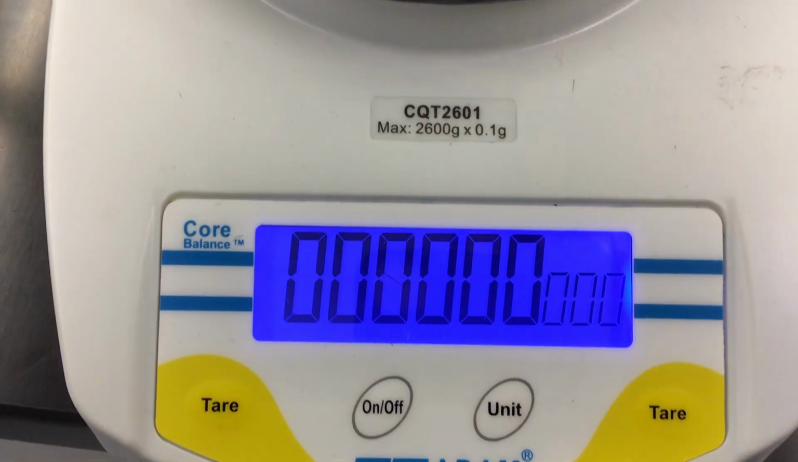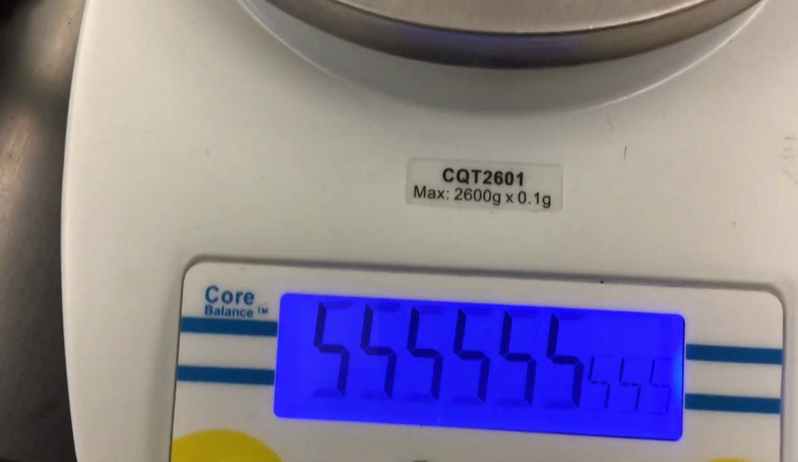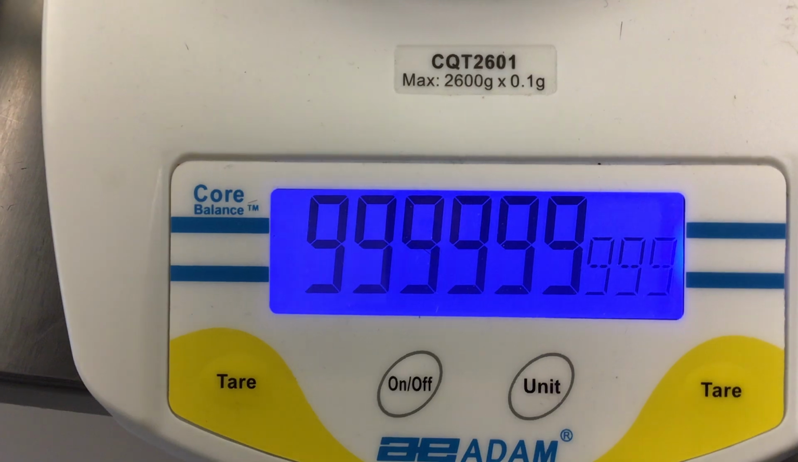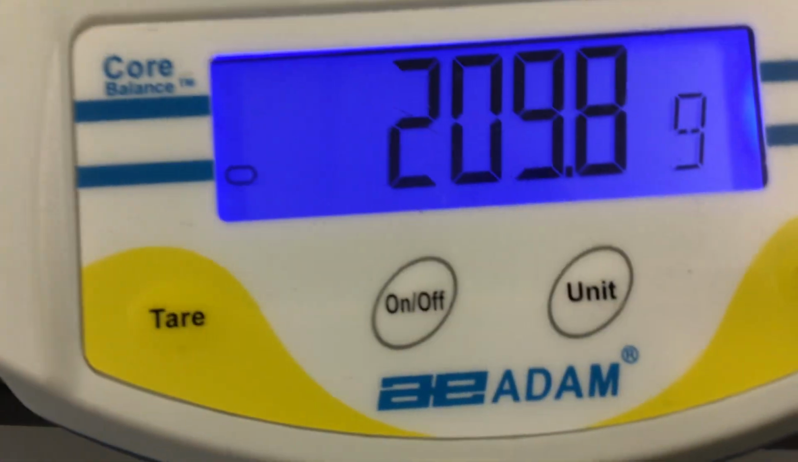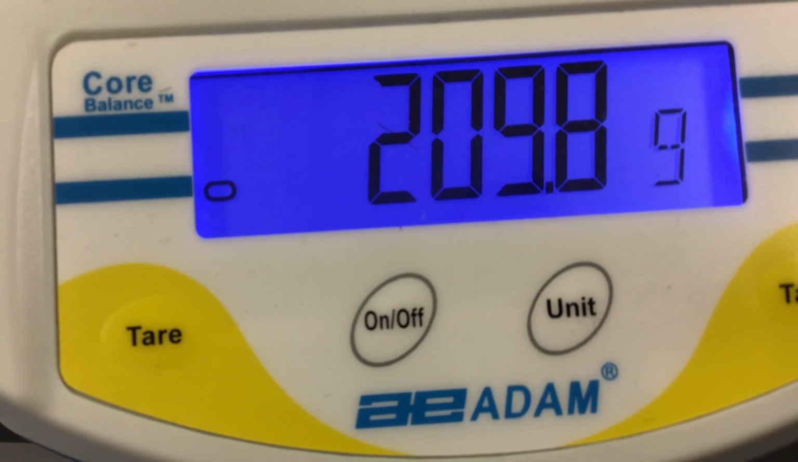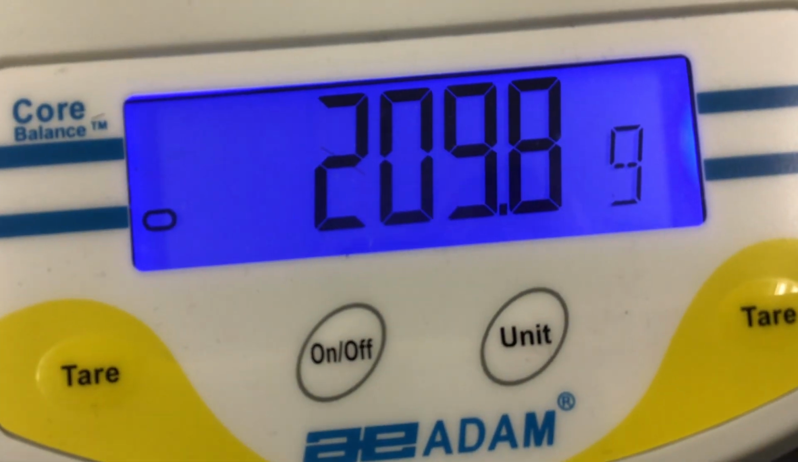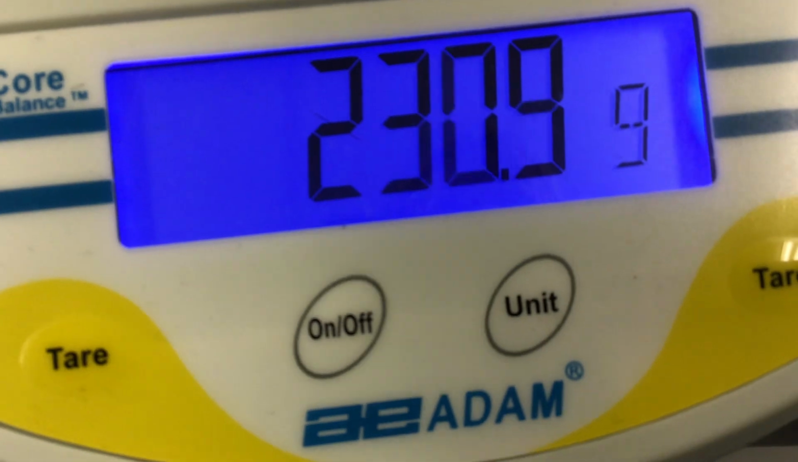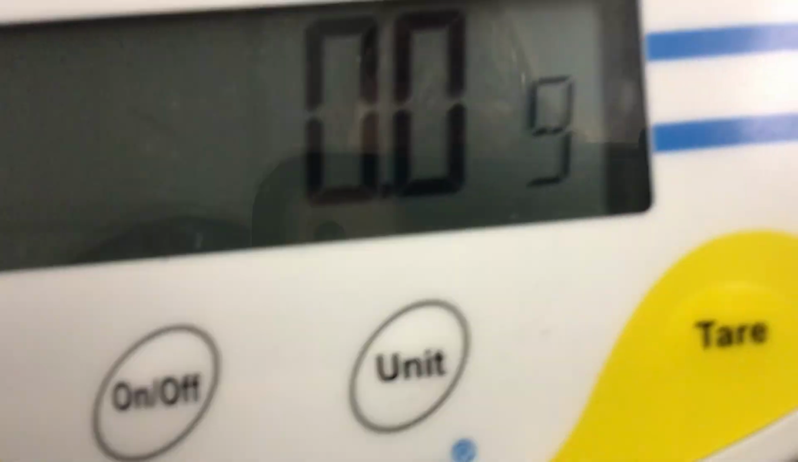So I'm going to walk over to my scale and let it do its thing. It times out so quickly, I have to keep turning it back on again. 209.8 grams. Okay, that's the mass of the block.